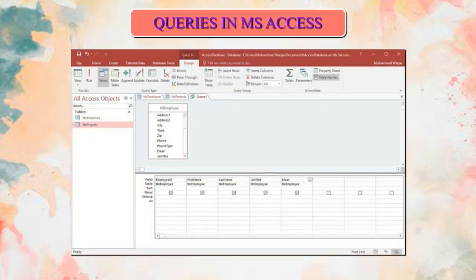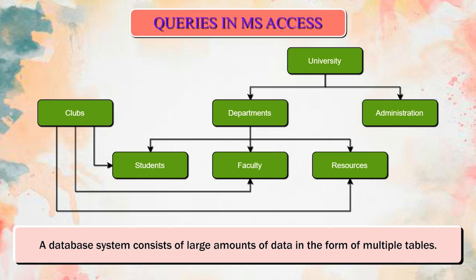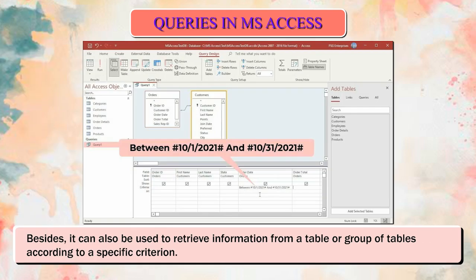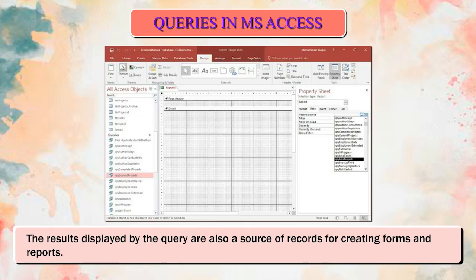Queries in MS Access. A database system consists of large amounts of data in the form of multiple tables. A query can be used to view, change, and analyze the data of a table in different ways. Besides, it can also be used to retrieve information from a table or group of tables according to a specific criterion. The results displayed by the query are also a source of records for creating forms and reports.